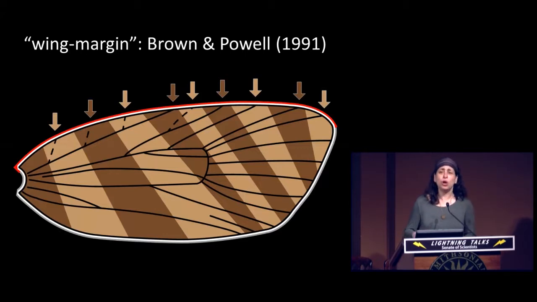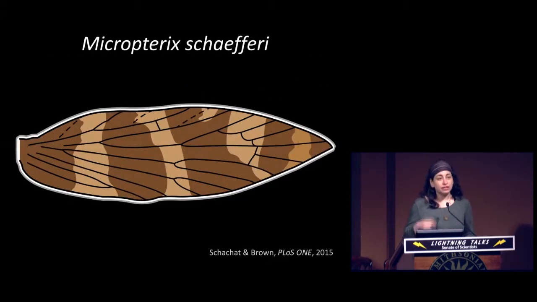Now, this model was developed based on observations of one single taxonomic family of moths, the Tortricidae, but there's well over 100 families. And so for my master's thesis, my first goal was to evaluate whether this model also holds for other distantly related families of moths. I focused on a family called Micropterix. These are the earliest diverging moths that are alive today.